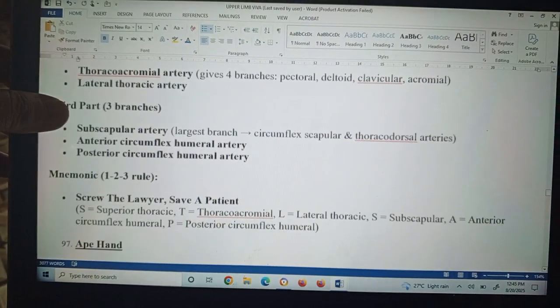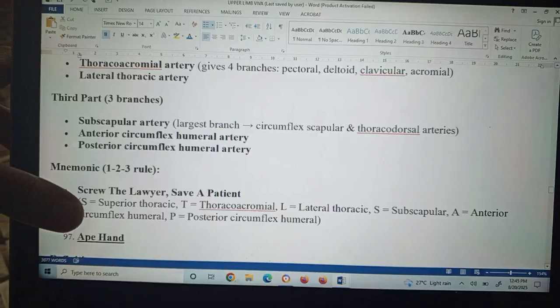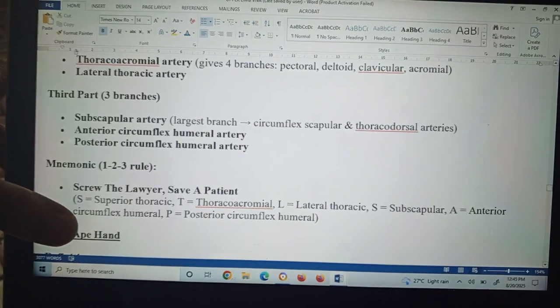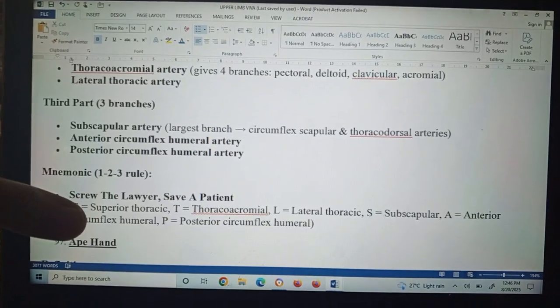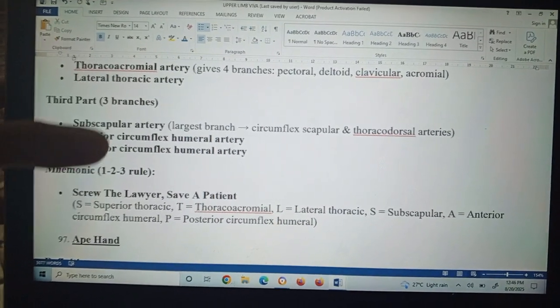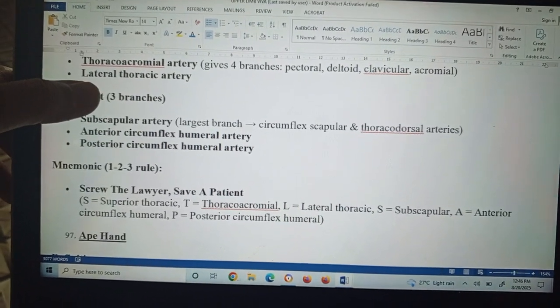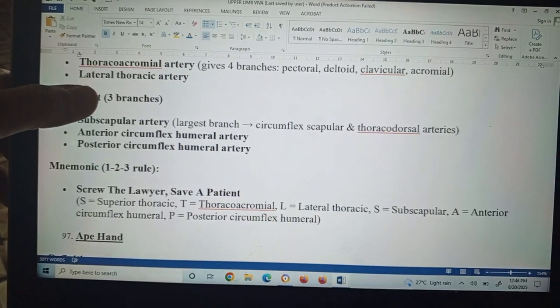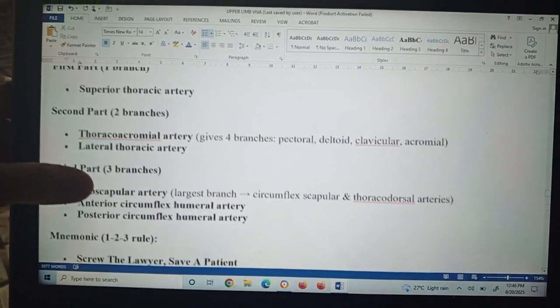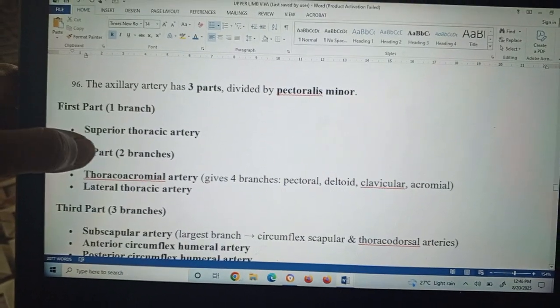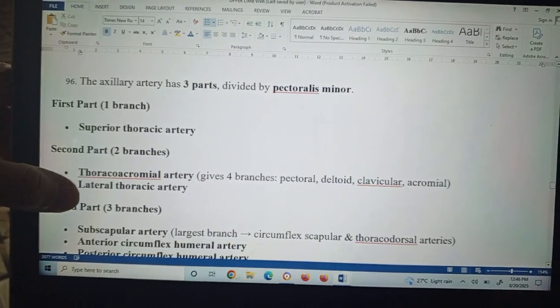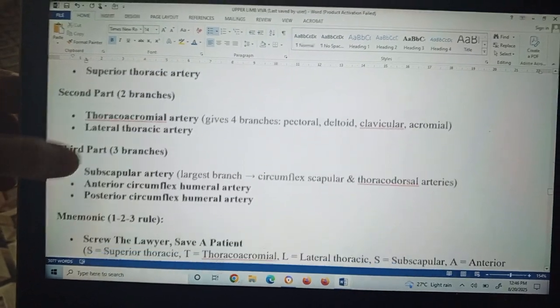There is a mnemonic, the 1, 2, 3 rule: Screw the lawyer, save a patient. Screw, S for superior thoracic; 2 T's for thoracoacromial and lateral thoracic; S for subscapular, A and P for anterior circumflex humeral and posterior circumflex humeral. The 1, 2, 3 rule is what? In the first part only 1 artery is present, in the second part 2 arteries are present, and in the third part 3 arteries are present.